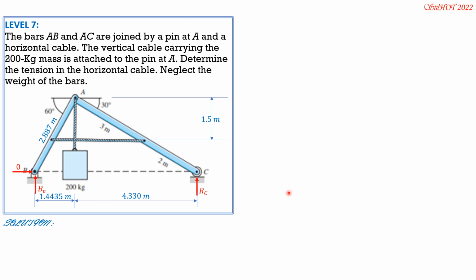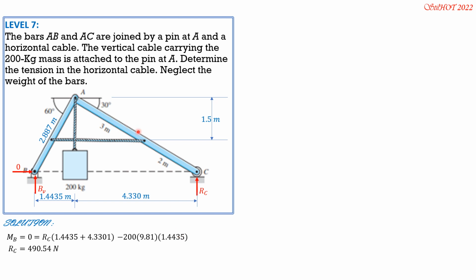So let's get R sub C considering the whole system by setting moment at B equals 0. So counterclockwise positive. So we have R sub C times quantity 1.4435 plus 4.330, then minus 200 times 9.81 times 1.4435 to convert it to newtons. So R sub C can now be computed. It is equal to 490.54 newtons.